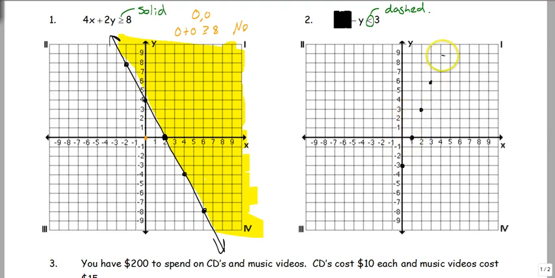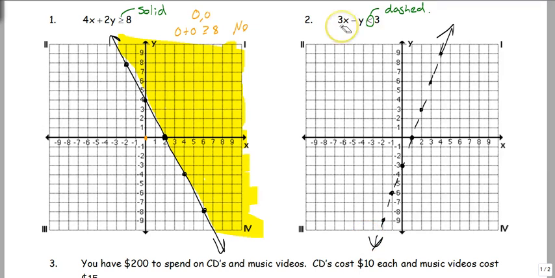The reason why I'm putting the dots on is because what kind of line do I have to make here? I have to make a dashed line because it is not equal to. So that means that the line itself is not a part of the answer. This is a key. You will lose a point every time you do this wrong. So don't do this wrong every time. So now that is my new equation.